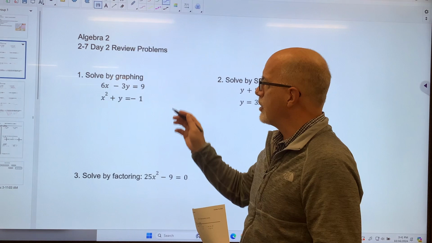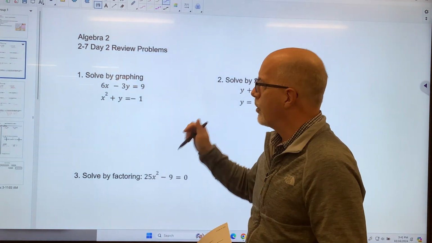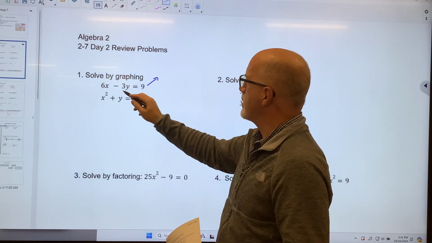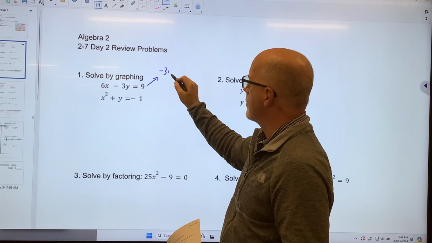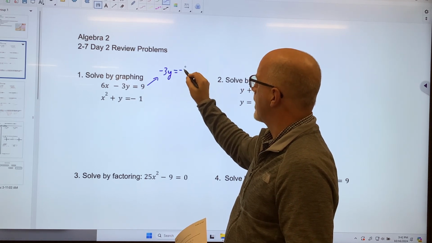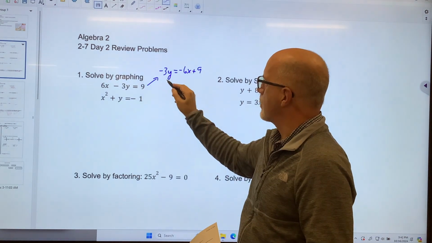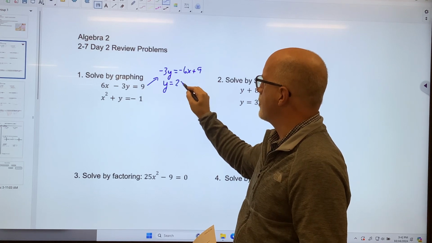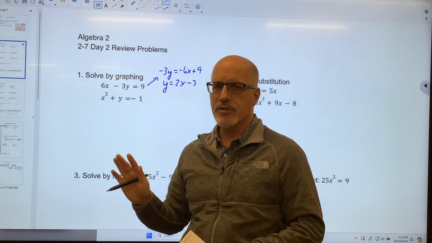Looking at each one of these two, I want to get y by itself first. Looking at this first one, if I subtract off the 6x to get it on the other side, negative 3y is equal to negative 6x plus 9. Now divide everything by negative 3, so you're going to have a y here. Negative 6 divided by negative 3 is a 2. 9 divided by negative 3 is a negative 3. So there's my first equation.